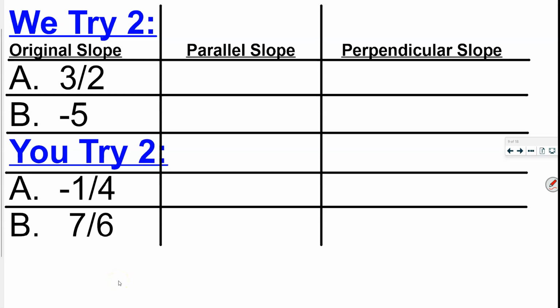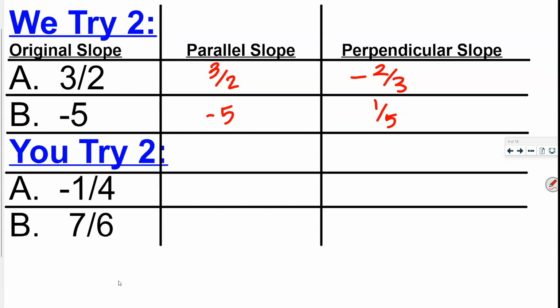So here's our retries. We have A and B. So again, remember, 3/2 stays 3/2 here, and when we do the perpendicular slope, it was positive, so it becomes negative, and we make it 2/3. We flip it. This one stays -5. And then it becomes positive. And remember, any whole number is that number over 1. So this is going to be 1/5. Okay? All right, pause the video here. Go ahead and do the U-tries and come back to me when you're done.